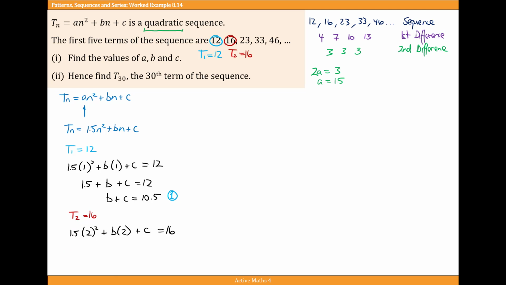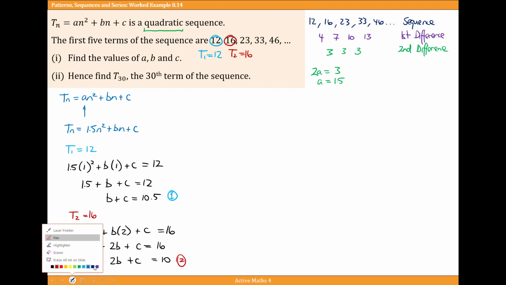So tidying this up, I have 2 squared is 4, by 1.5 is 6, plus 2 times b is 2b, plus c equals 16. I'm going to subtract 6 from both sides, giving me 2b plus c equals 10, and I'm going to call this equation 2. So to solve for b and c, I'm just going to solve this simultaneous equation.